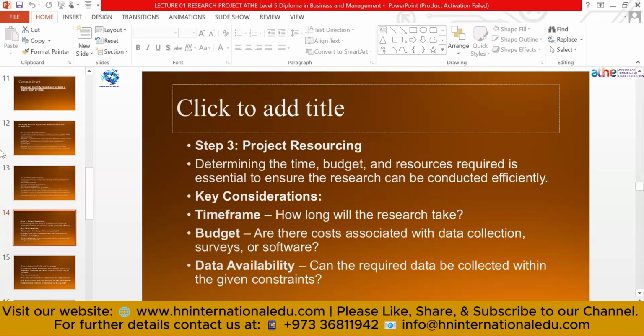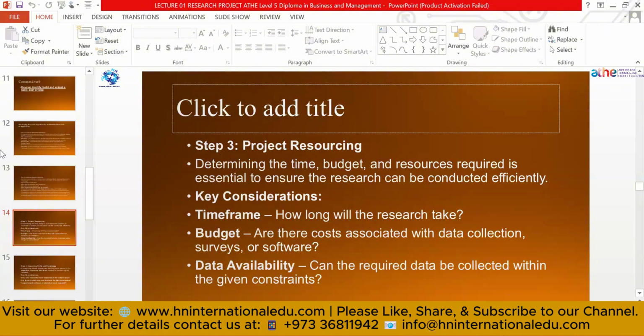And those researches are primary one, not the secondary one. We people are doing the secondary. Key consideration is always time frame. That is, how long will the research take, the time limit, budget. Are there costs associated with the data collection service of software? Yes, it is expensive. Softwares are not free. They are paid. Then data collection is expensive because you need time of the people, then the money as well.